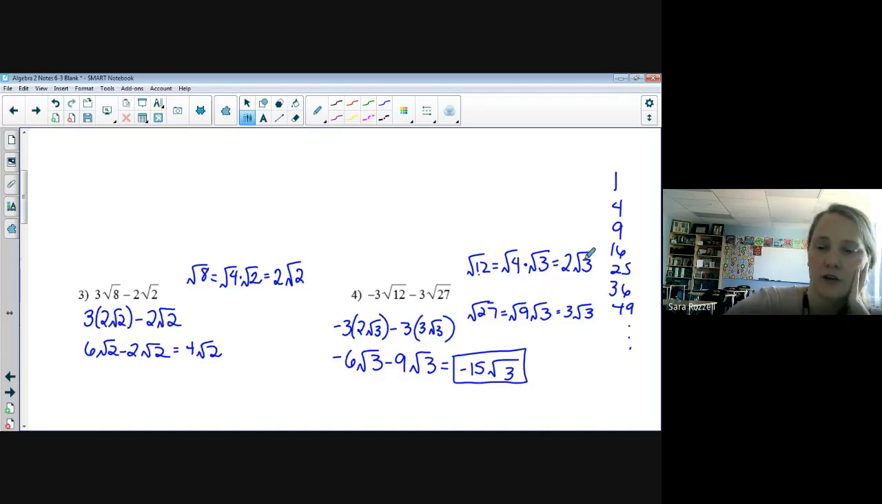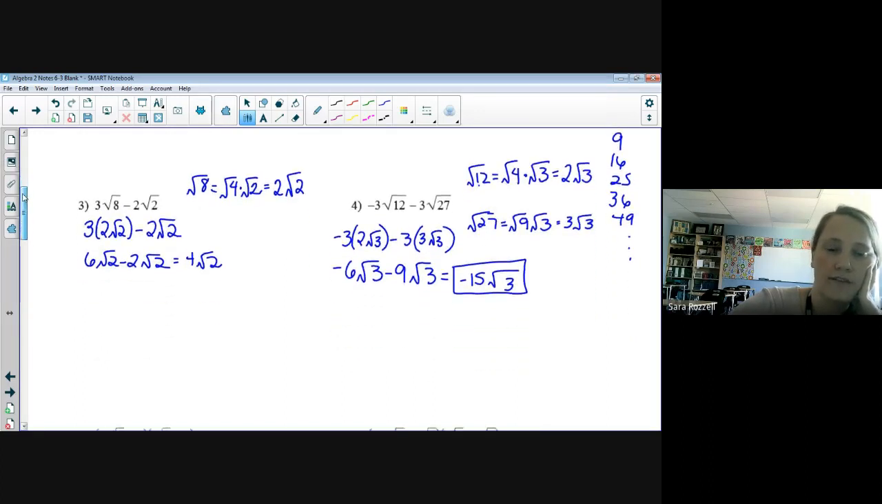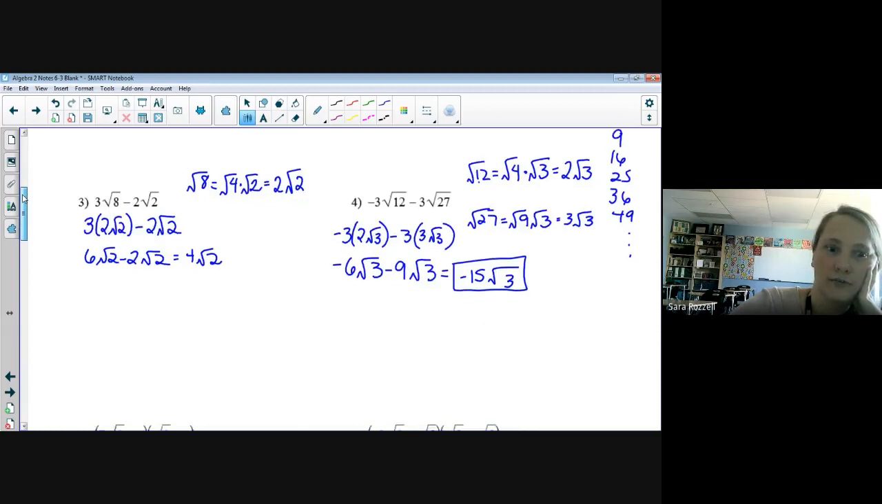And I replaced square root of 12 and square root of 27 with what we simplified them to be. Multiplied, and added these together. -6 and -9 make -15. Okay. All right, so that was a recap of the adding and subtracting and also the simplifying.